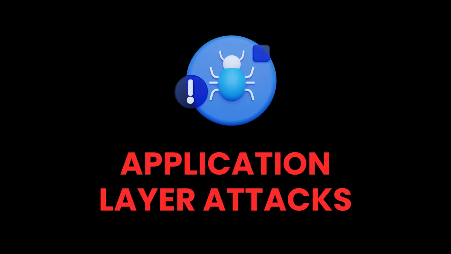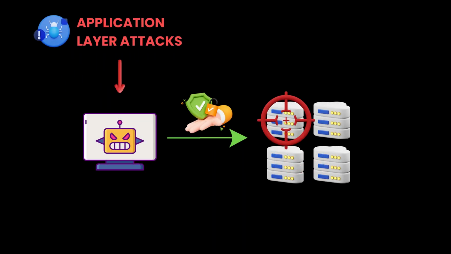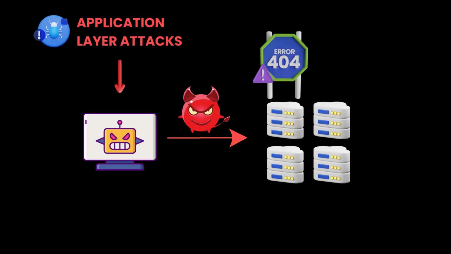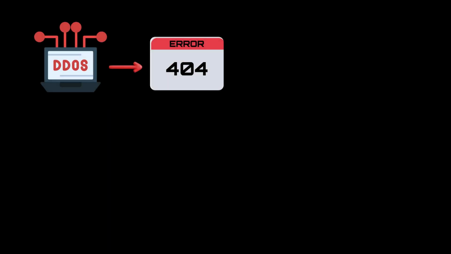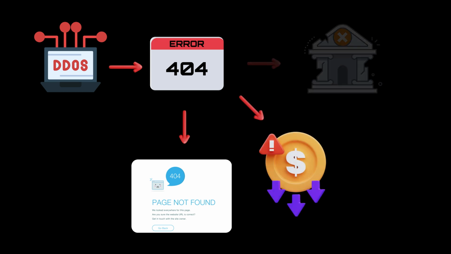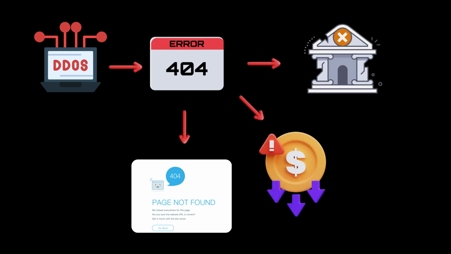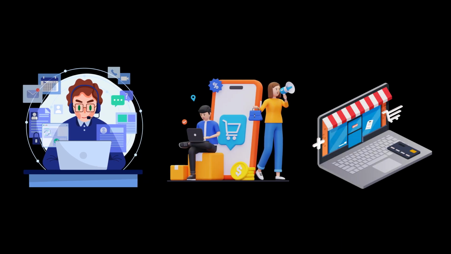Application layer attacks. These target specific applications or services with requests that appear legitimate, but are designed to exhaust server resources or exploit vulnerabilities. Impact. DDoS attacks can cause significant disruptions, including website downtime, loss of business, and damage to reputation. They can be particularly devastating for online services, e-commerce sites, and critical infrastructure.